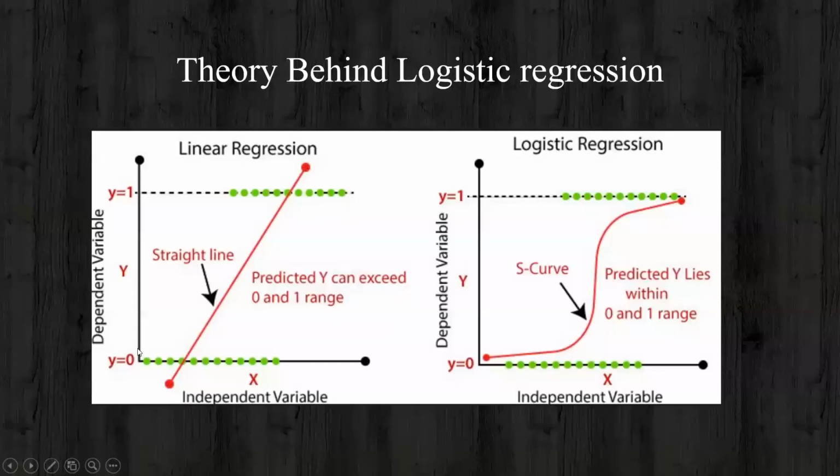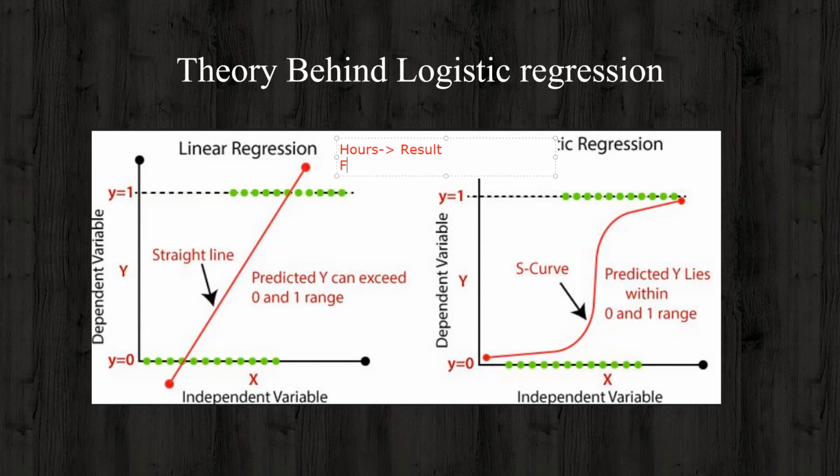Now look at this. This is the linear regression part. You can see the x-axis and y-axis. On the x-axis, we have the independent variable. On the y-axis, we have the dependent variable, right? Let us take the same example of number of hours of study and the result. Either the result would be fail or pass. Fail, I'm taking as 0, and pass, I'm taking as 1.